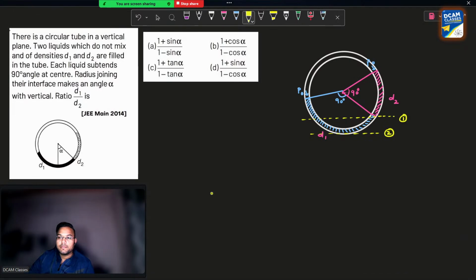Got it what I'm saying? Yes, sir. Try to do it. This is alpha. So this angle will become 90 minus alpha. This is alpha, this is 90 minus alpha, and this again will be alpha. Right limb will be okay. This is R. Again R. This is R.